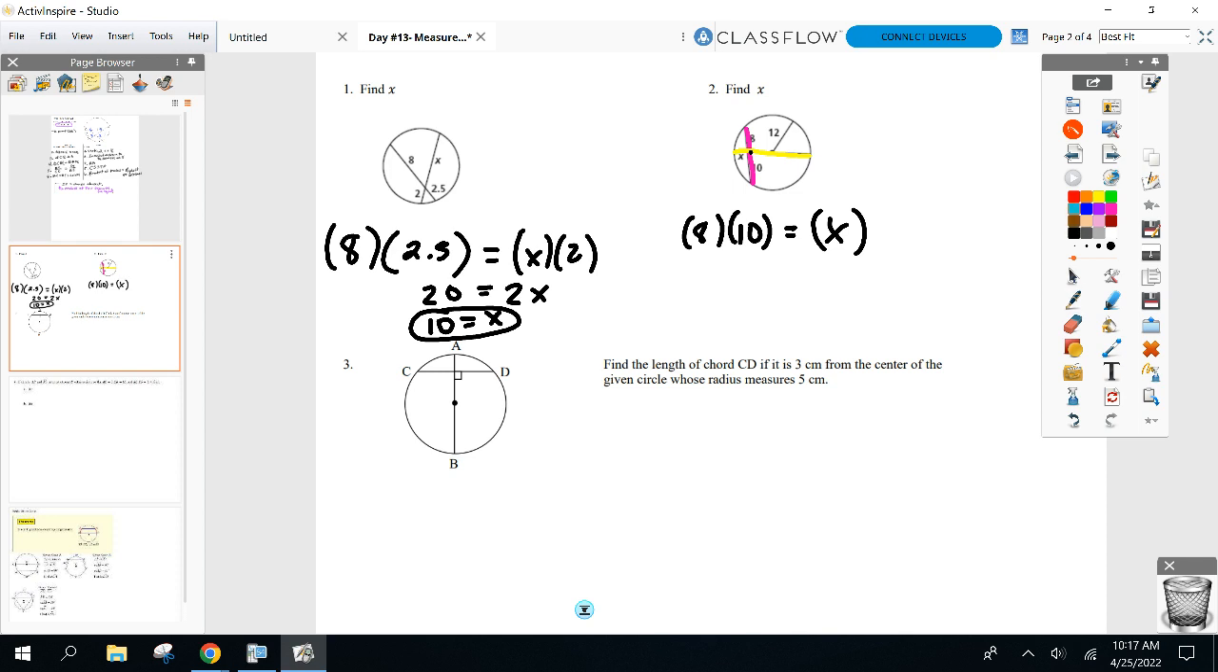Let me do it in blue. I'm talking here to here. There's the other segment. How do I figure out how long that one is? Because I got to multiply that with x. How long is that segment?